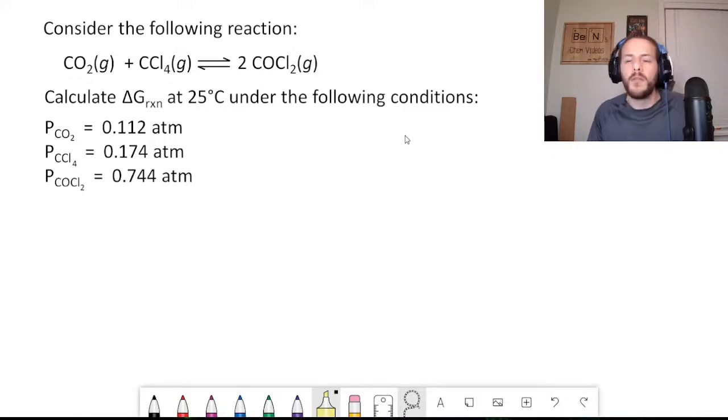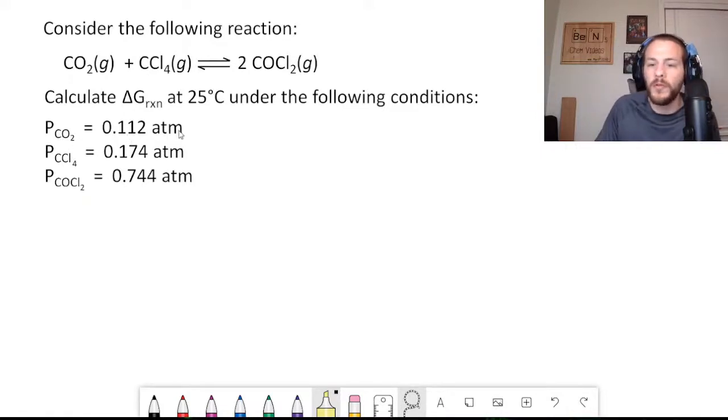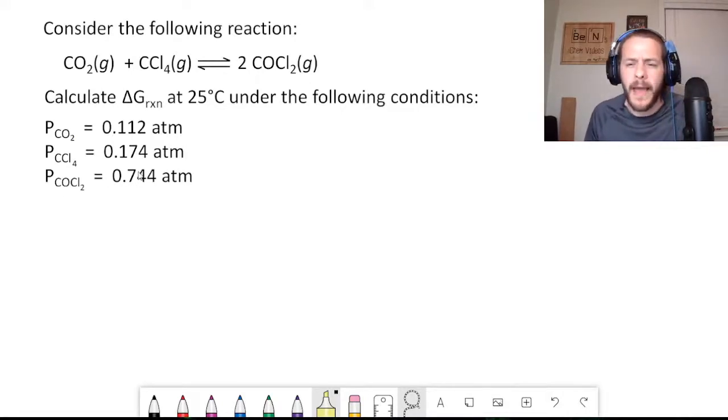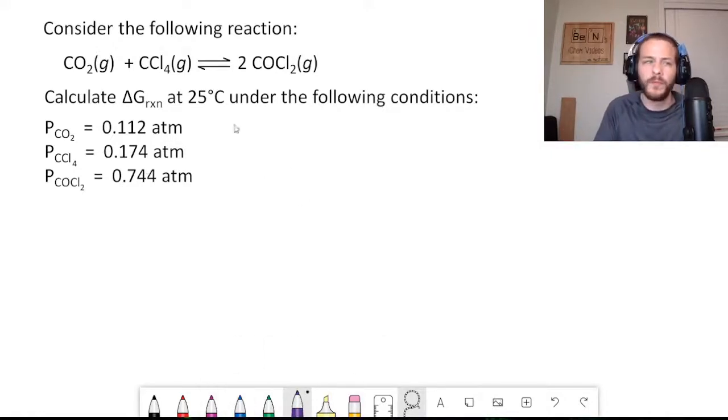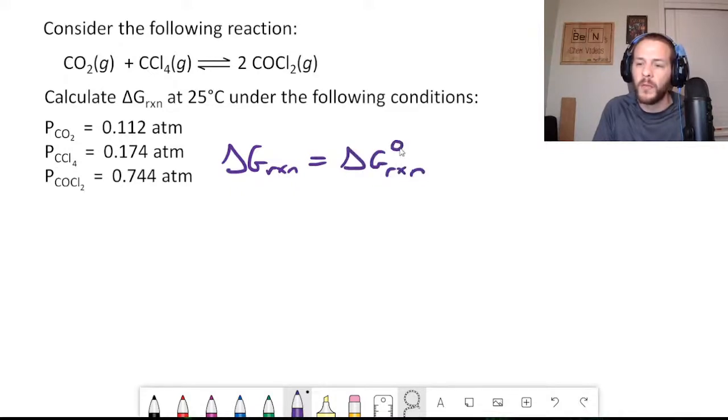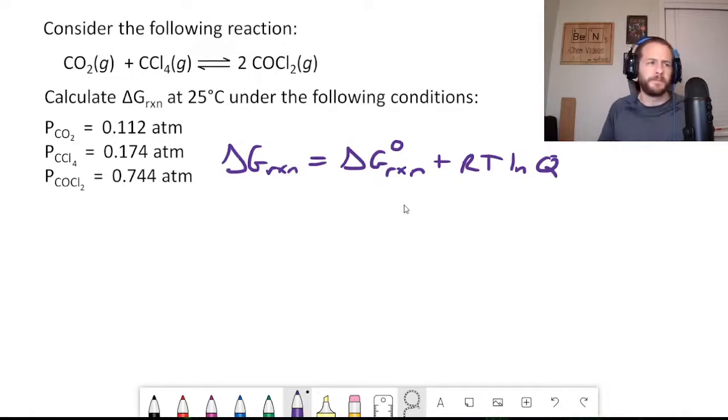So what we're doing is we're going to calculate delta G for this reaction at 25 degrees Celsius under the following conditions. The partial pressure of CO2 is 0.112 atmospheres, the partial pressure of carbon tetrachloride is 0.174 atmospheres, and the partial pressure of phosgene is 0.744 atmospheres. So again, the formula that we are going to be using is the one that we just looked at, which is that delta G for this reaction is equal to the standard delta G for this reaction plus RT ln of Q, the reaction quotient.